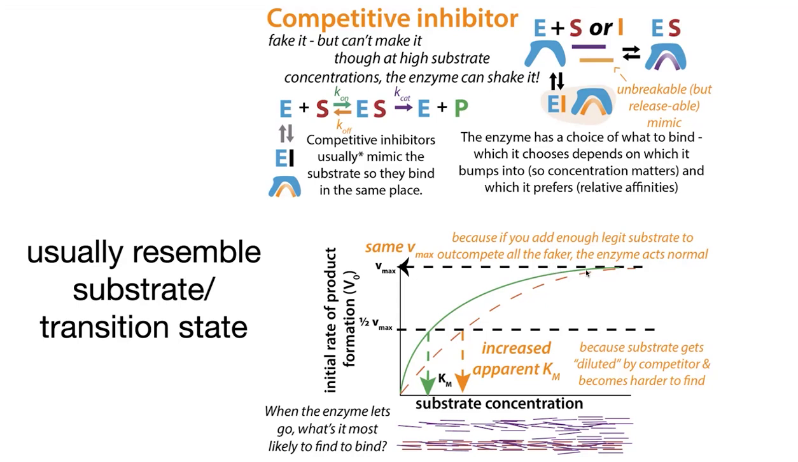However, the amount of the substrate that it's going to take to get to the Vmax and to the half Vmax is going to increase. So remember that it's not the actual Km that's changing, but the apparent Km is going to be changing because the real substrate is being diluted out. But we can dilute the fake substrate out as well by adding more of the real substrate.